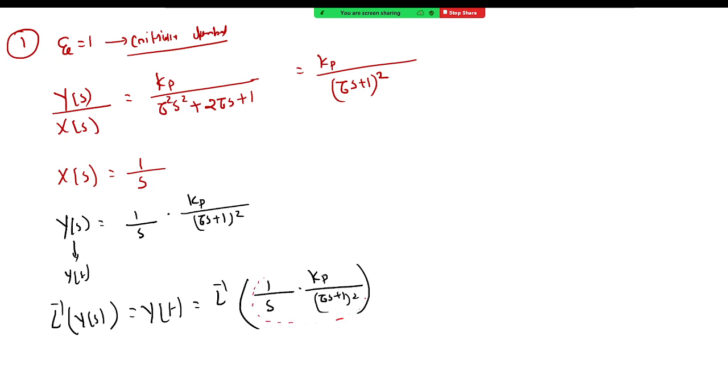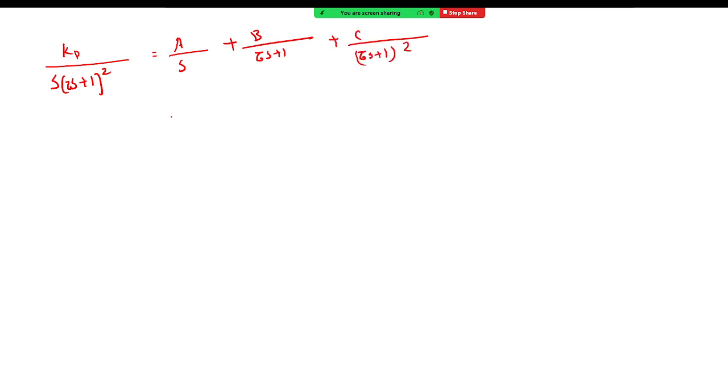So first I'll break this particular S domain function into partial fractions, and after that I'll calculate the value of the constants, and from there we can get the value of the Laplace inverse. So this function is 1 upon s into (tau s plus 1) whole square, and this is Kp, can be broken in this form: A by s plus B upon (tau s plus 1) plus C upon (tau s plus 1) whole square.